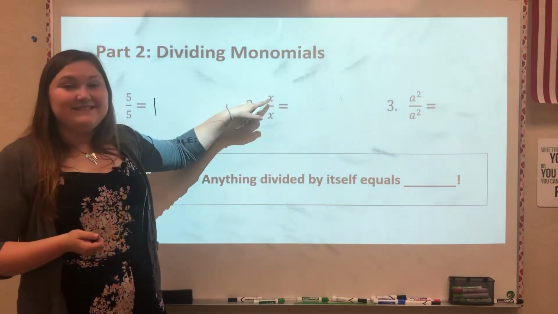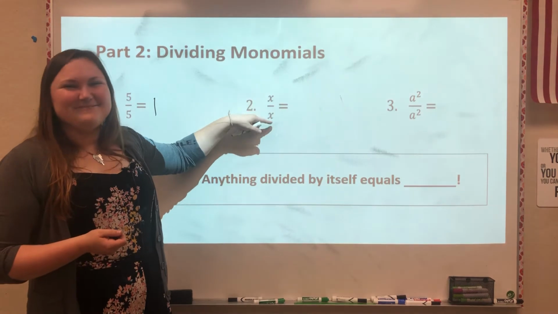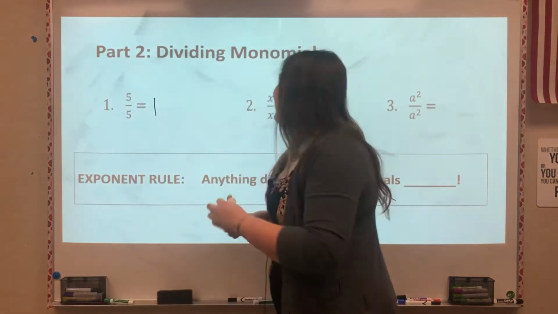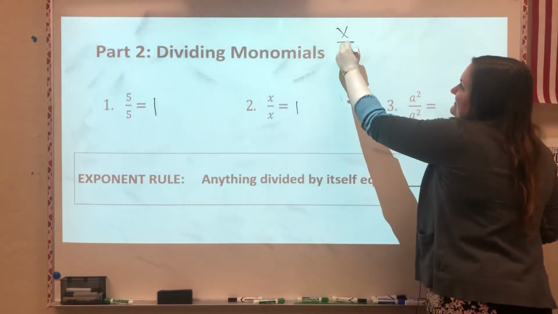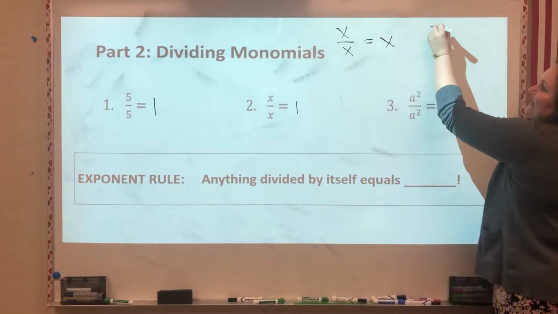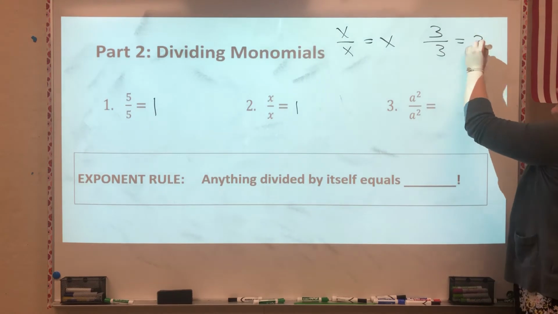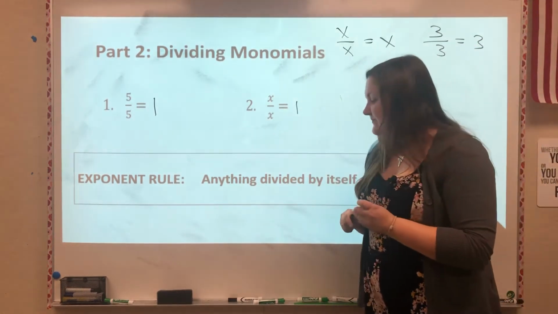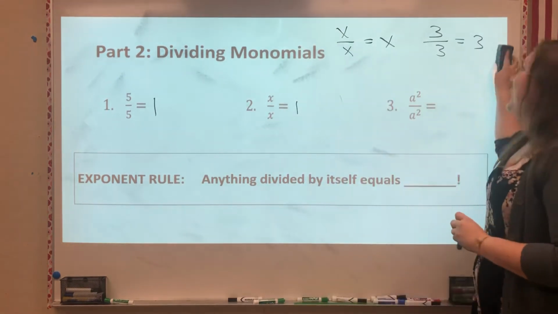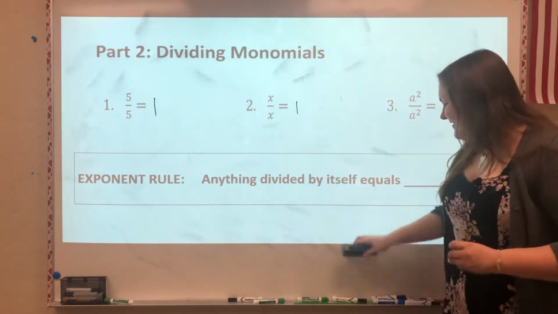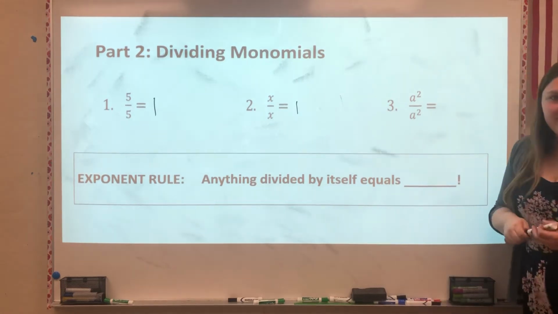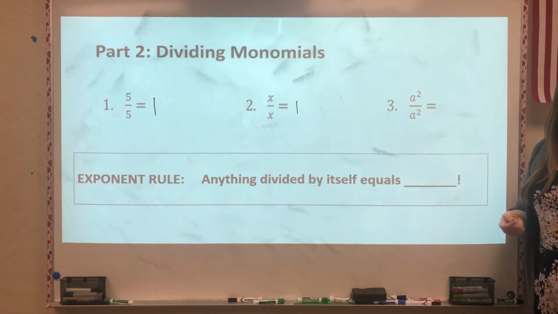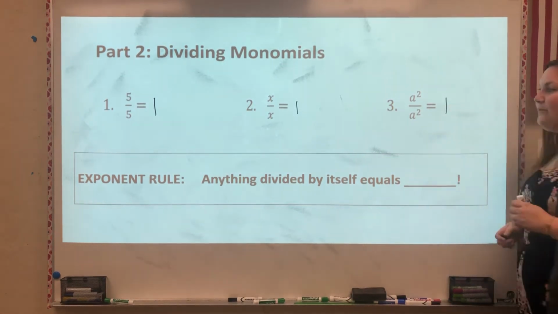If you're dividing it by the same number, it's going to leave you with 1. If I said x divided by x equals x, that's like saying 3 divided by 3 is 3, which isn't true. That's why the answer is 1 and not x. Now if I continue that pattern, what about a squared divided by a squared? Well, the same idea. I'm taking something and dividing it by itself. It's going to give me 1.